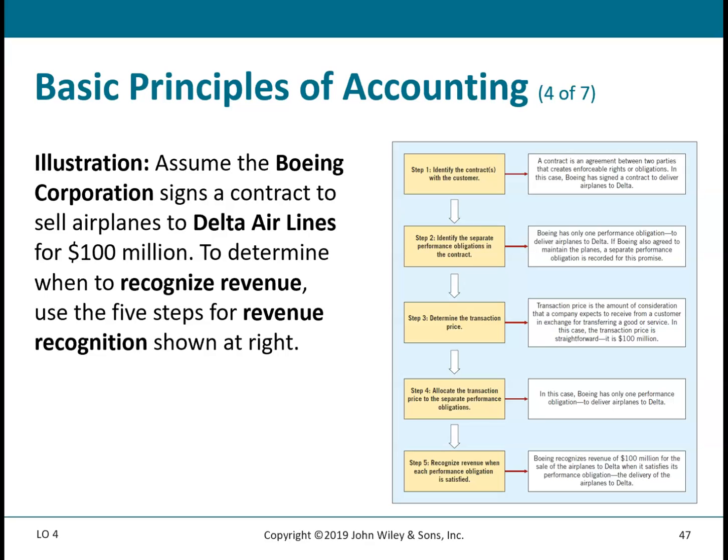It's $100 million. Step 4. Allocate the transaction price to the separate performance obligations. In this case, Boeing has only one performance obligation, to deliver airplanes to Delta. Step 5. Recognize revenue when each performance obligation is satisfied. Boeing recognizes revenue of $100 million for the sale of the airplanes to Delta when it satisfies its performance obligation, when it delivers the airplanes to Delta.